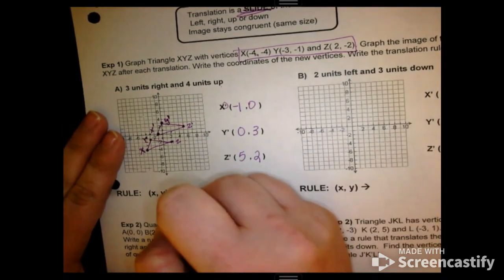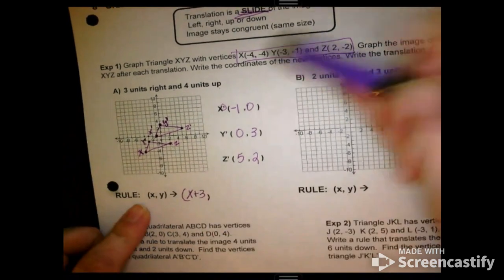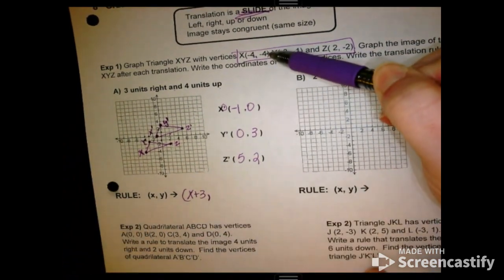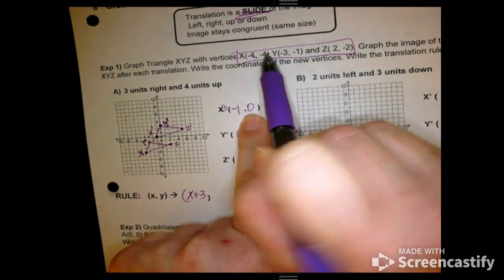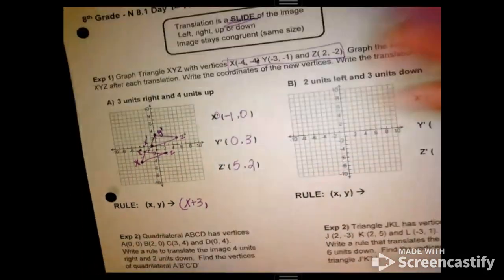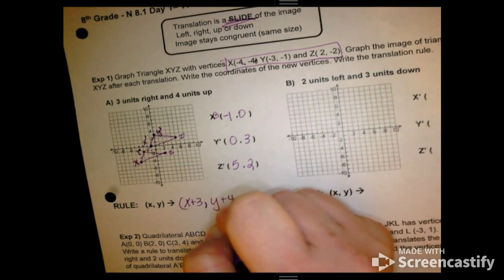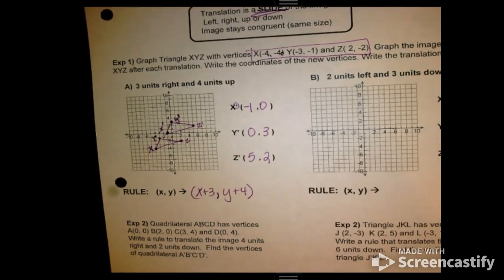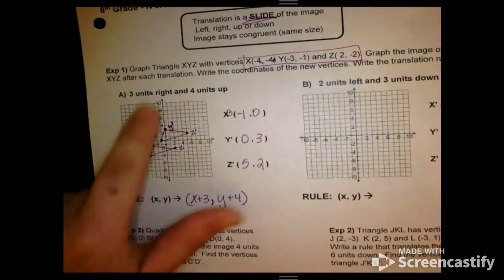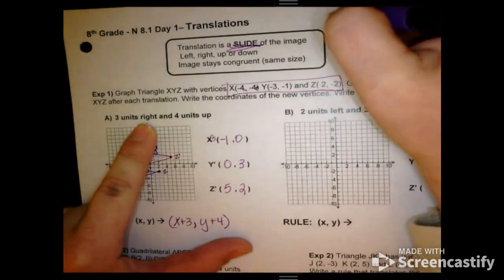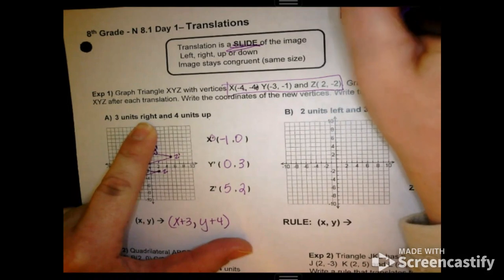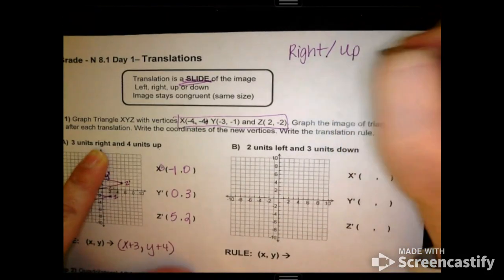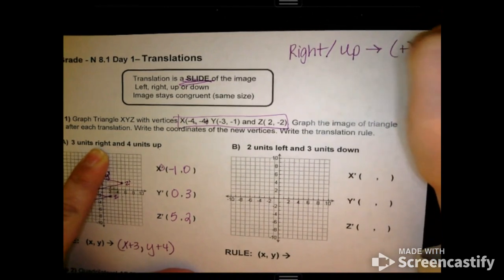All right, and then my Y, I'm at -4, and now I'm at 0. So how do we get from -4 to 0? That's it. Now, here's another trick, and this is what I was going to have you write. Every time you see the words right or up, that means you add.